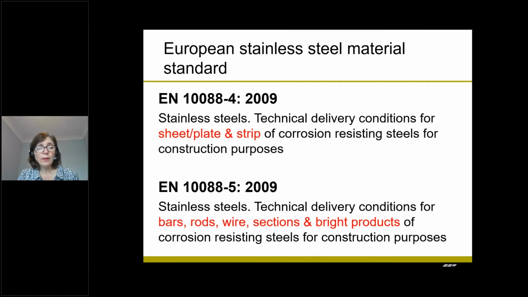So now I want to introduce you to the product standard for stainless steel. This is EN 10088, and parts 4 and 5 are harmonized standards, which means that they support the essential requirements of the construction products regulation. And these are the product standards that you specify if you're wanting to use stainless steel. They give chemical composition and the mechanical properties, and also some information on surface finishes.